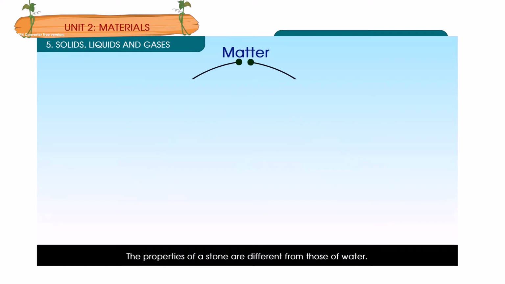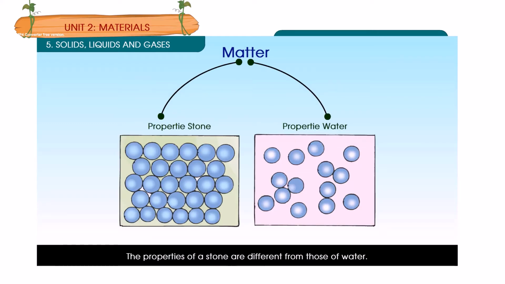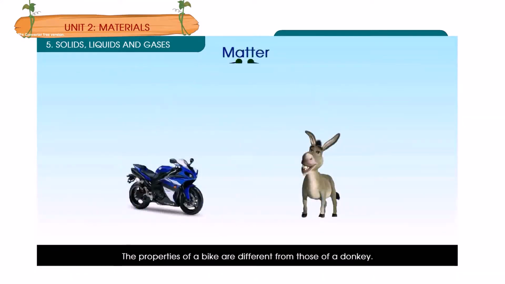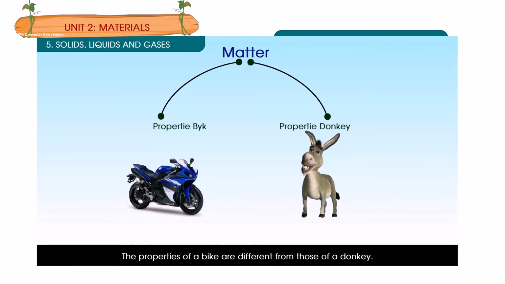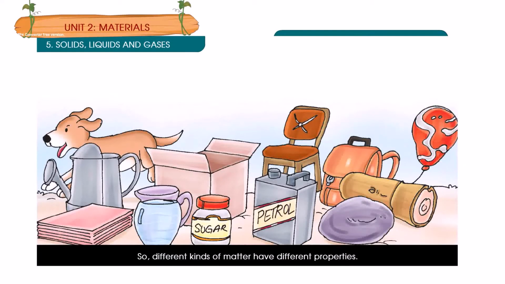The properties of a stone are different from those of water. The properties of a bike are different from those of a donkey. So, different kinds of matter have different properties.